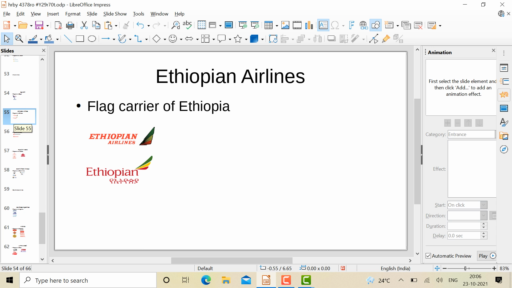Next, we have Ethiopian Airlines, which is the flag carrier of Ethiopia. The logo had red, yellow, and green with the name Ethiopian Airlines. Next, the name was also in Amharic, which I think is the native language in Ethiopia. The name was then changed, and it was removed, most likely to the vertical stabilizer.